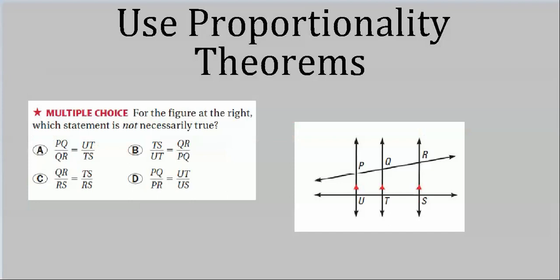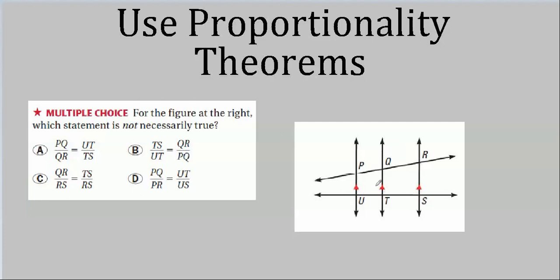Well, here we have a multiple choice. Figure out which one ain't necessarily so. Well, let's take a look. Remember our theorem. We have these 2 transversals cut by 3 parallel lines. So we know that they cut them up into the same proportions. So that PQ over QR equals UT over TS. And it's also true that PQ over PR equals UT over US.